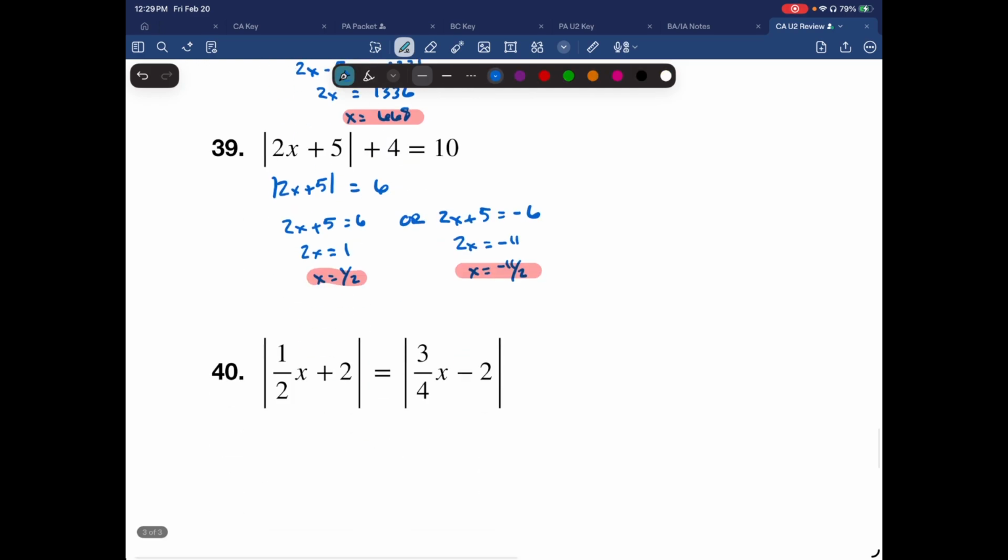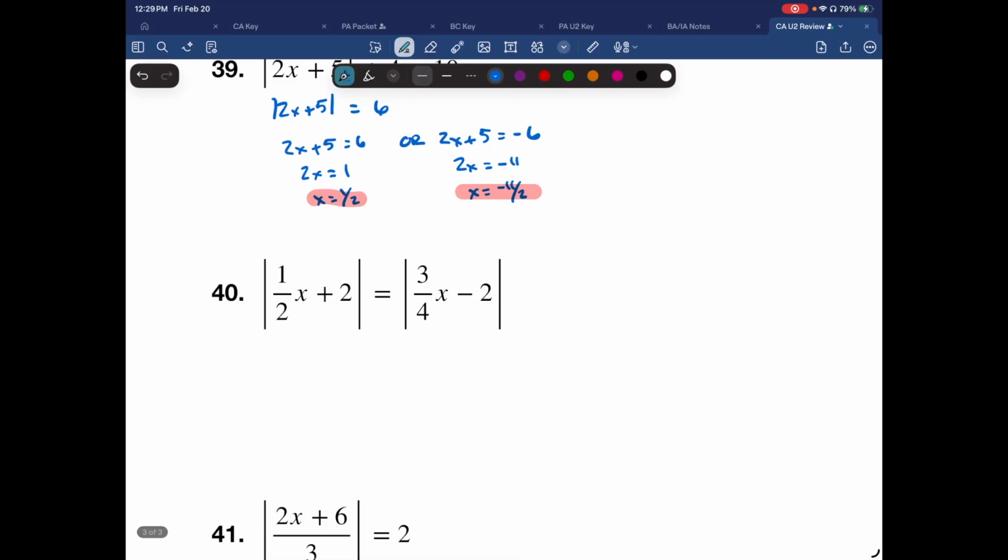All right, on 40, we have one absolute value equals another. So you take the original 1/2 x plus 2 and set it equal to the original 3/4 x minus 2, or 1/2 x plus 2 equals the negative of that, so 3/4 x minus 2. Now, I can get rid of fractions by multiplying by my common denominator. That would be 4. I'll do that to both sides.